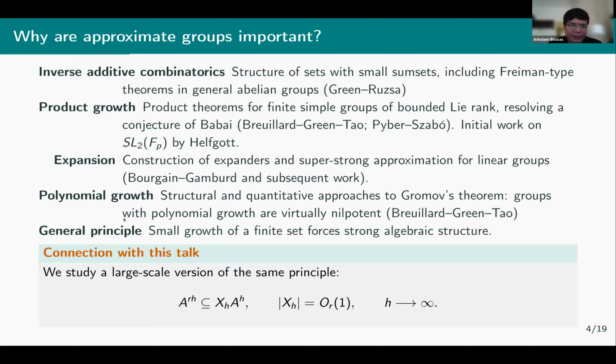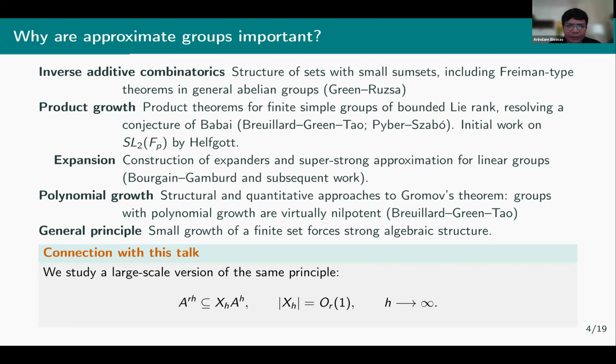They have found a lot of applications over the last 15-20 years at least. For instance, Freiman-type theorems in general abelian groups by Green and Ruzsa. I cannot list all of them, but some of them would be the product growth results: product theorems for finite simple groups of bounded Lie rank, which resolved a conjecture of Babai in the bounded Lie rank case. The conjecture is still open for the unbounded case. These were by teams of researchers like Breuillard, Green, Tao, Pyber, and Szabo.